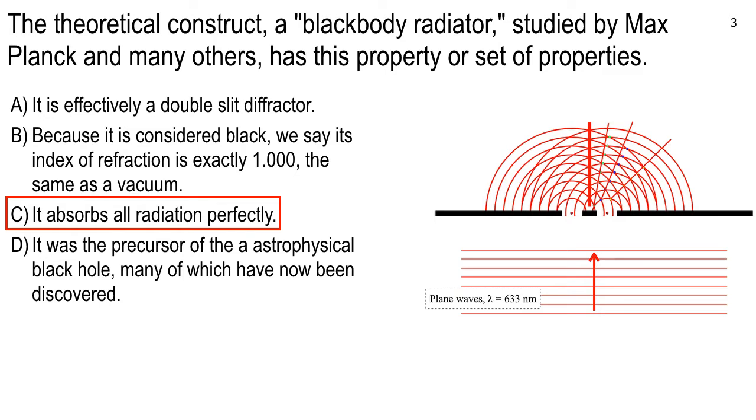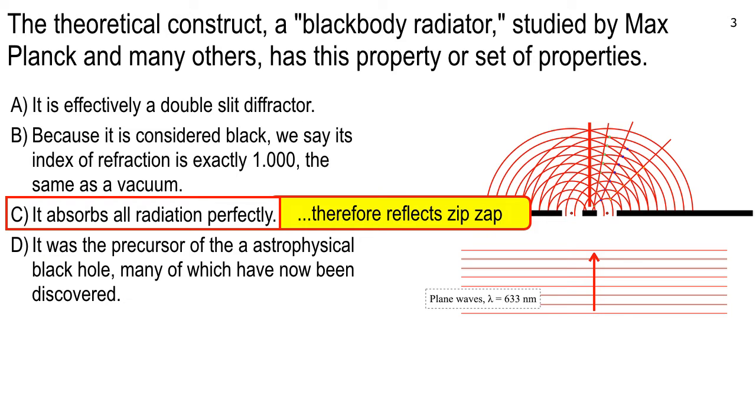And because it radiates perfectly, therefore you would also say that it reflects nothing. It's a black body because it reflects no colors. That's the only way that you see a color.